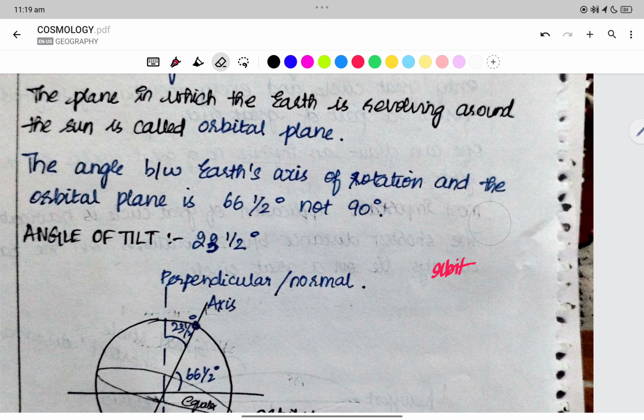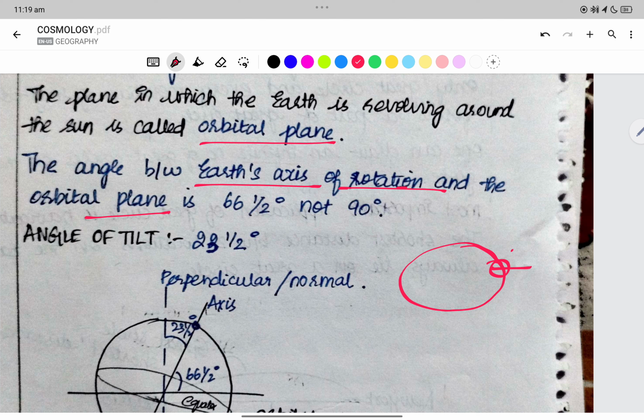The plane in which the earth is revolving around the sun is what we call the orbital plane. The angle between the earth's axis of rotation and the orbital plane: earth is rotating, right? And this plane and the rotation of the earth make this tilt. So this is the orbit, this is the plane, right? The orbit and the plane are touching. This is 66.5 degrees, right?